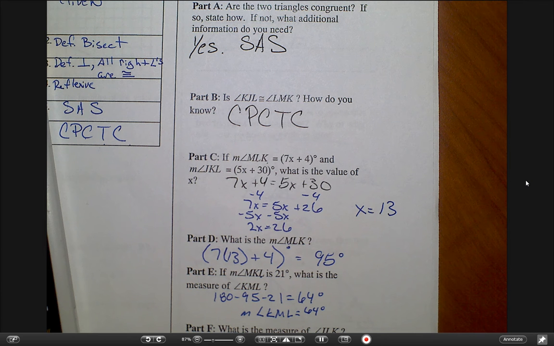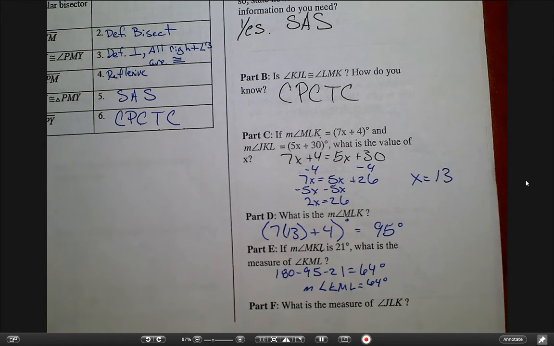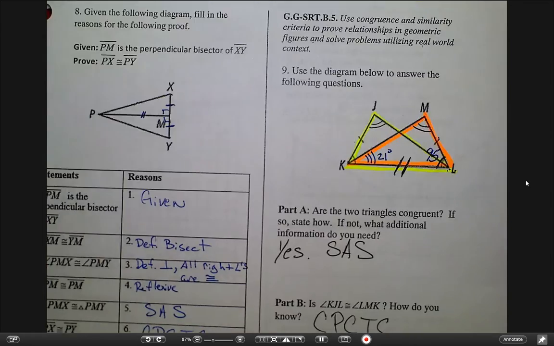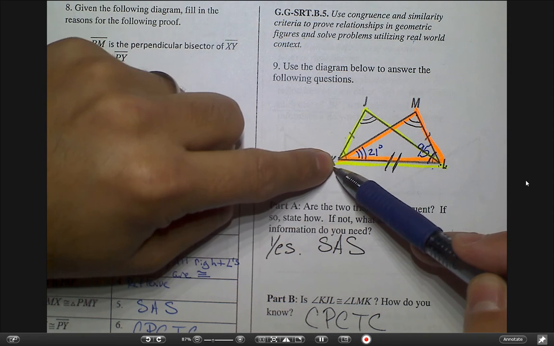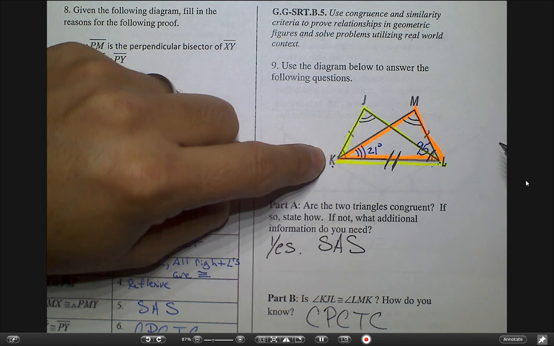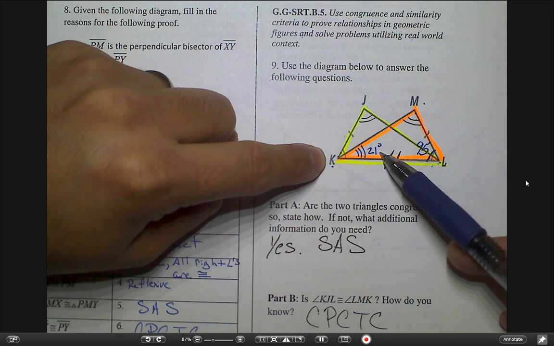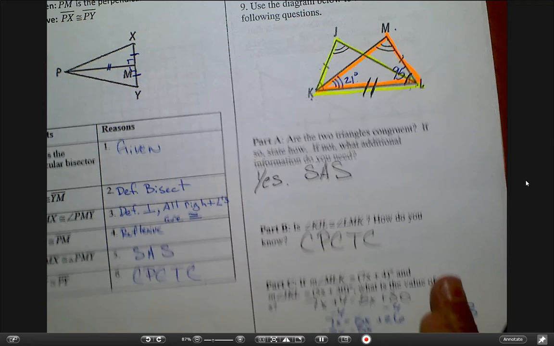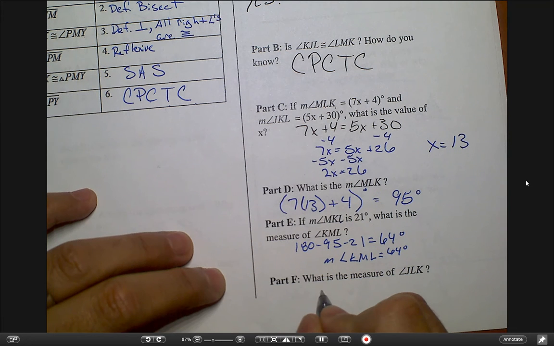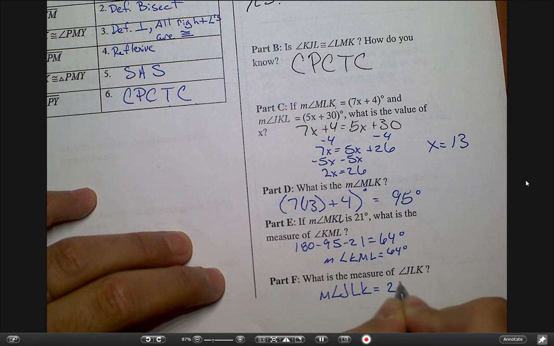Okay, now the next one. What is the measure of JLK? JLK, let's go back up here. JLK should be the same as what? MKL. So MKL is what? 21. So JLK also has to be 21. Very good.